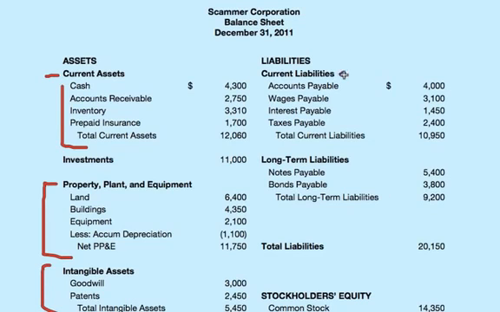You'll see that this says current liabilities. You have accounts payable, wages payable, interest payable, taxes payable. These are your current liabilities, or obligations that need to be satisfied within a year. Then you have long-term liabilities. These are liabilities that don't need to be satisfied within a year, that can be put off longer. Then you add those two together, and you have total liabilities.